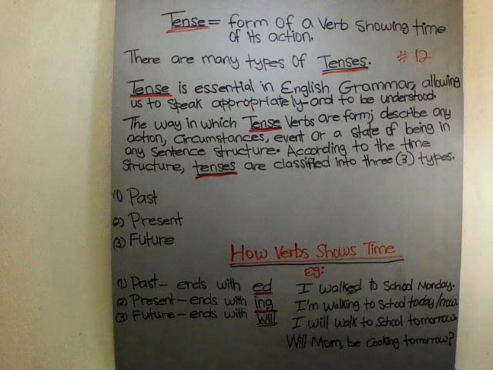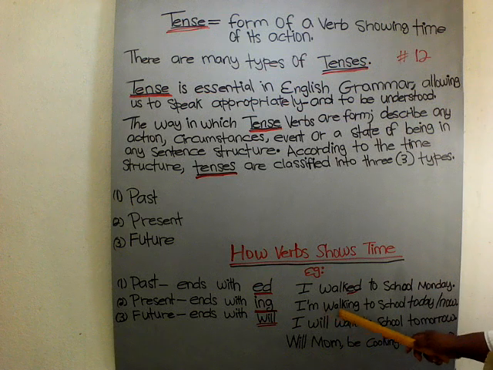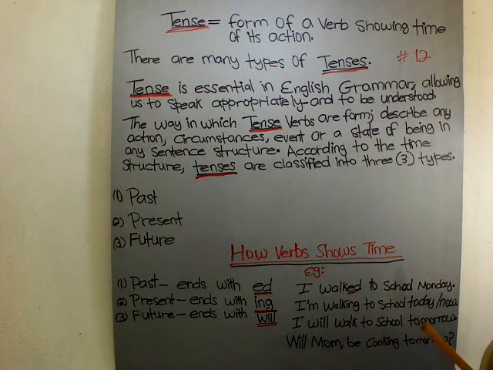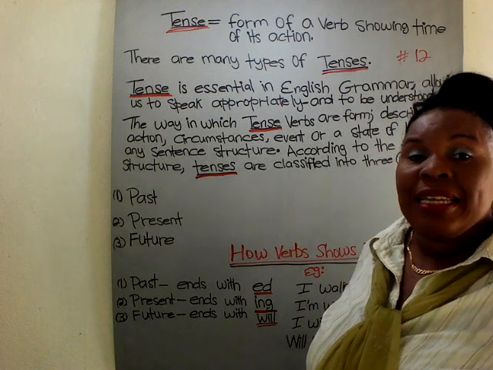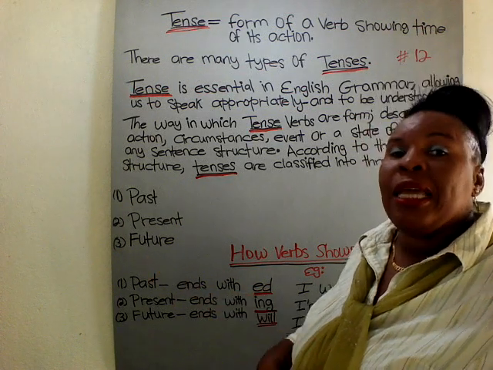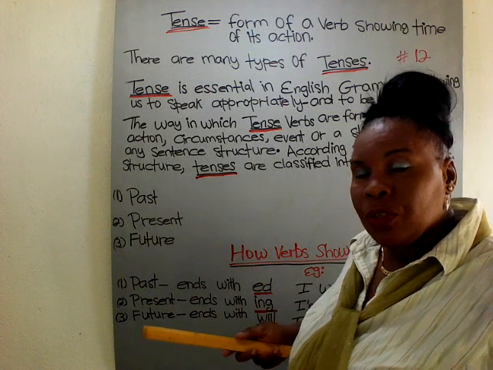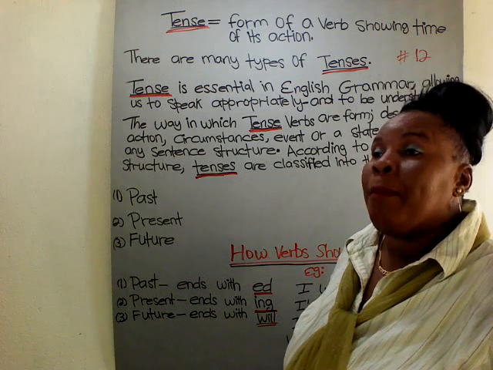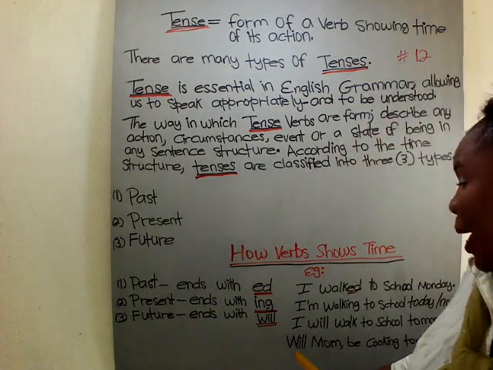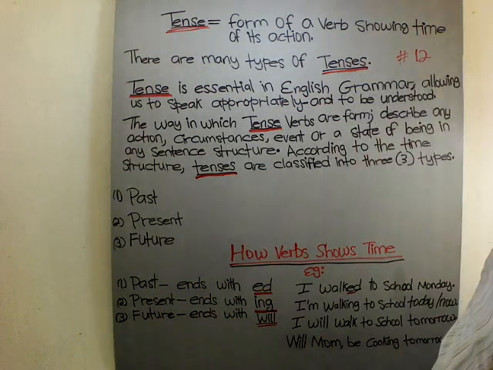All right? So I walked to school Monday. I am walking to school now or today. I will walk to school tomorrow, which is the future tense. And will mom be cooking tomorrow, which is also a sentence. When you ask a question, it's also a sentence, but it is in the future tense. So you will ask, will mom be cooking tomorrow?